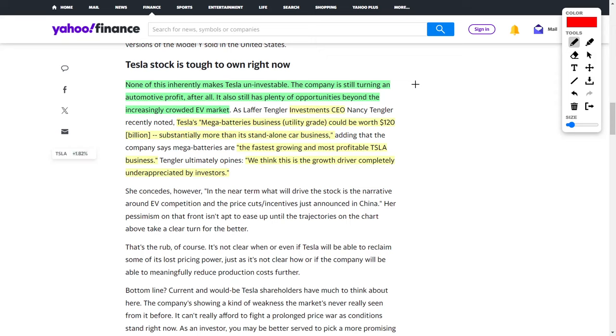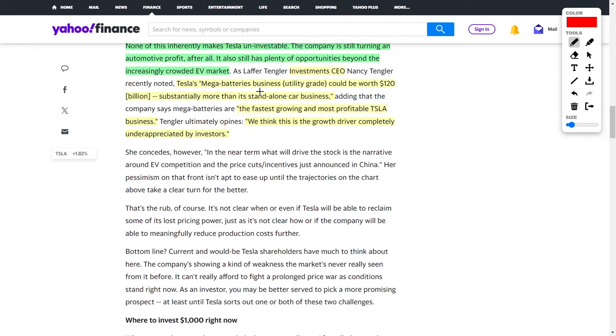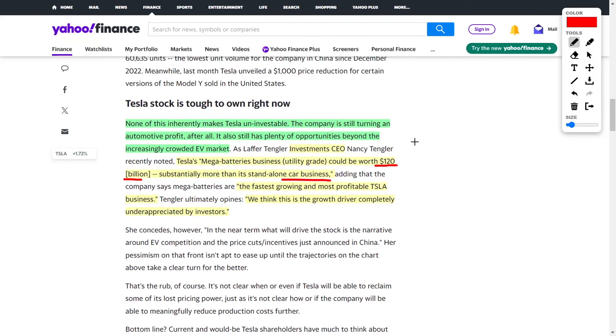You also need to be aware of a few other things. For instance, an investments CEO had to say this about Tesla, and I quote, "Tesla's mega batteries business could be worth $120 billion, substantially more than its standalone car business." She goes on to say, "So we think this growth driver is completely underappreciated by investors." And I completely agree with this investments CEO.